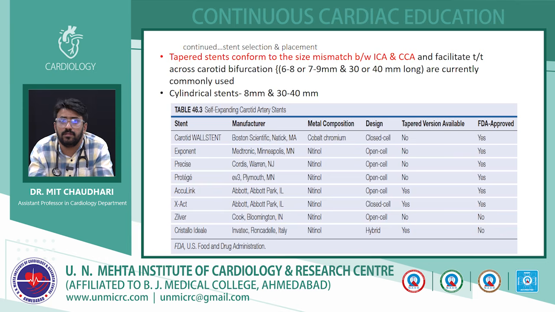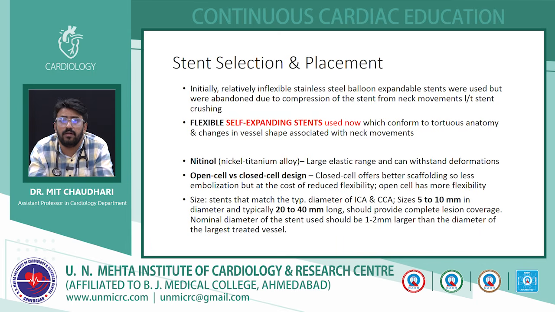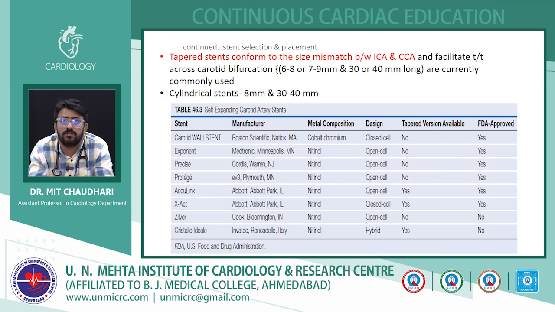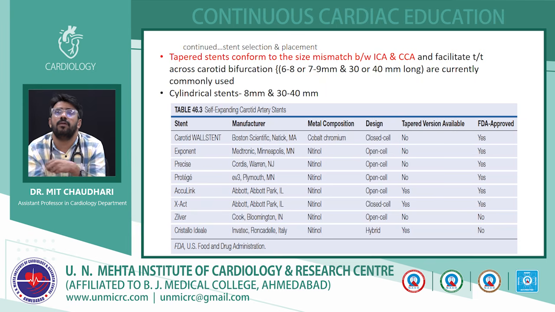There are two kinds of stent: one is the tapered stent and the other is the straight stent. At our institute we use a tapered stent because there is a size mismatch between the internal carotid artery and the common carotid artery. We place the stent in such a manner that it extends from the internal carotid artery to the common carotid artery, because the majority of the occlusion in the internal carotid artery is at the ostium. So we have to put it across the bifurcation.